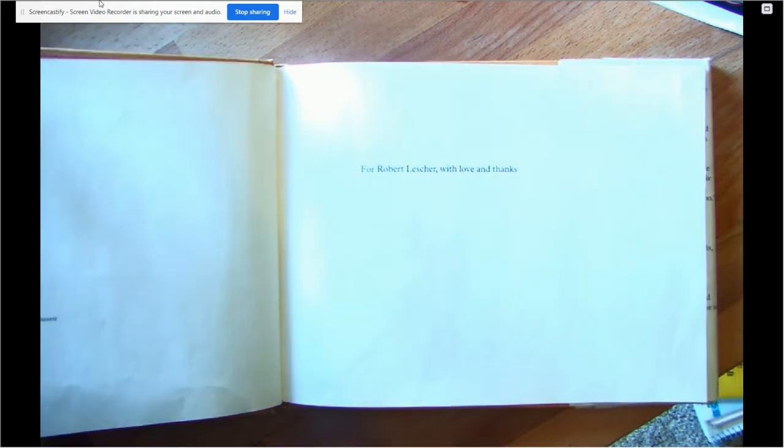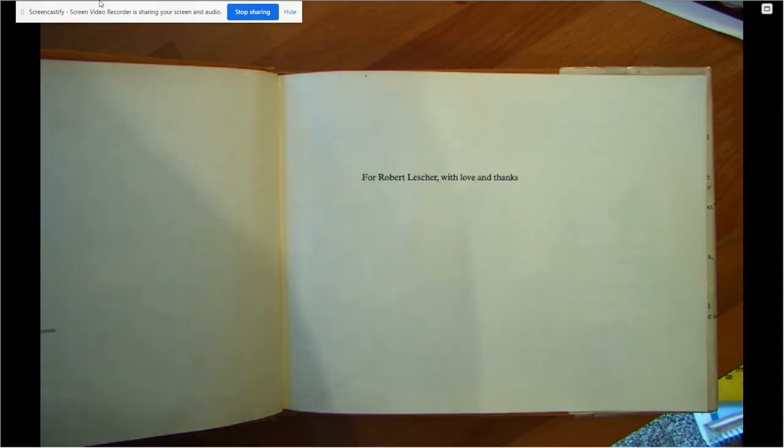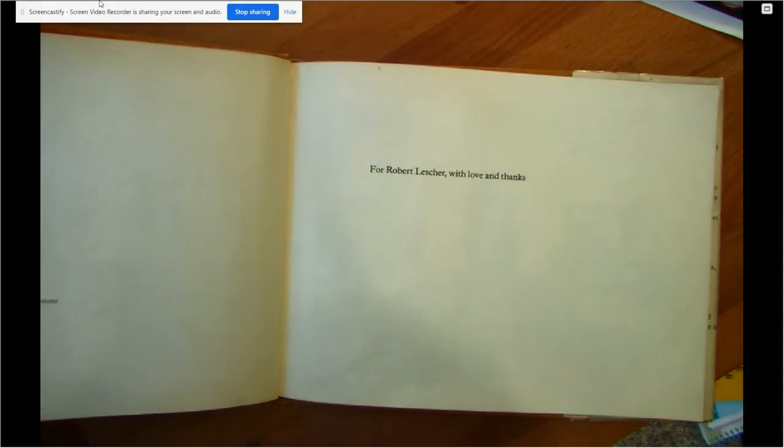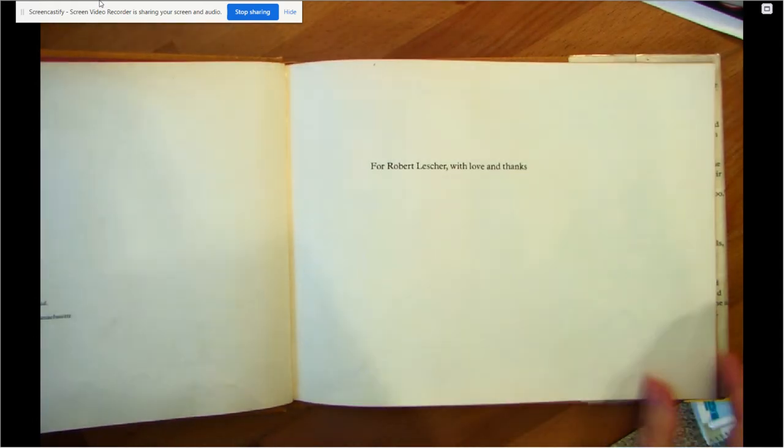Okay, let me get rid of some of that sunshine today. Not that I'm complaining. That does get in the way sometimes of what we can see on the screen. Okay, so here's the dedication page.